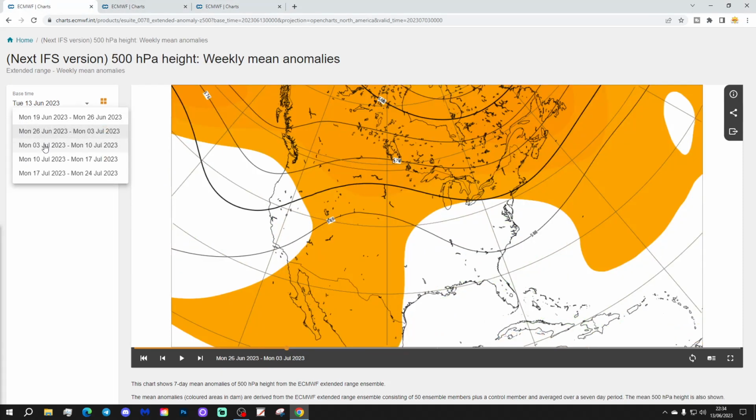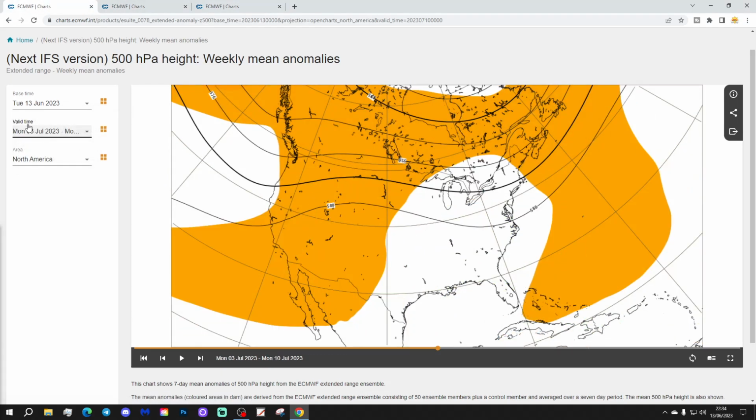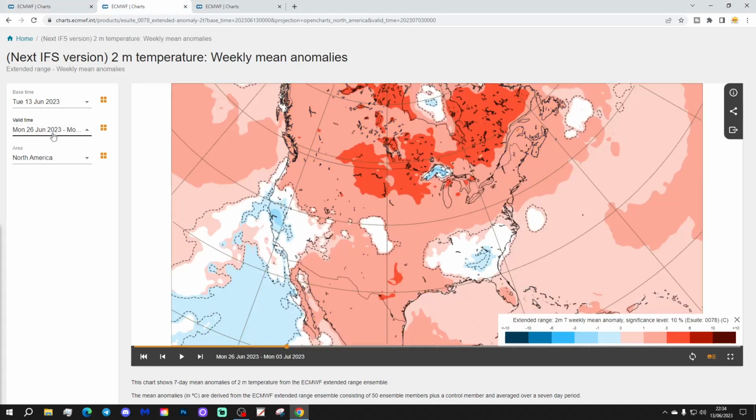Week 3 will be the 3rd to the 10th of July. This week has some above average heights in northern and also west parts of America. Could this area be a trough of low pressure, though, in reality? Let's see what the temperature's doing.